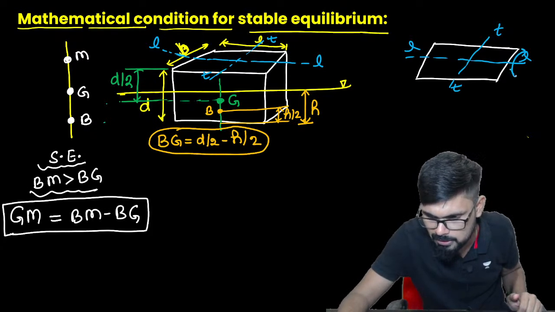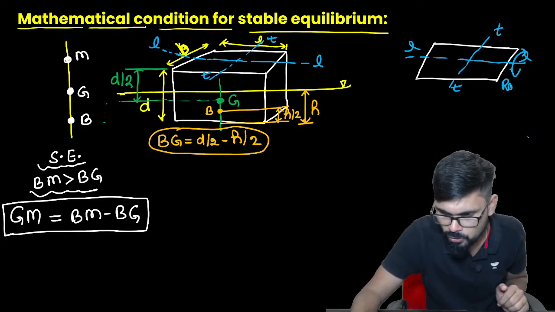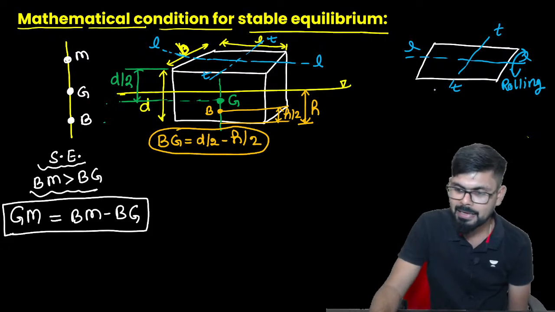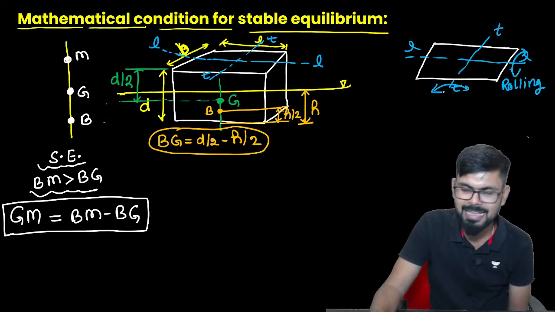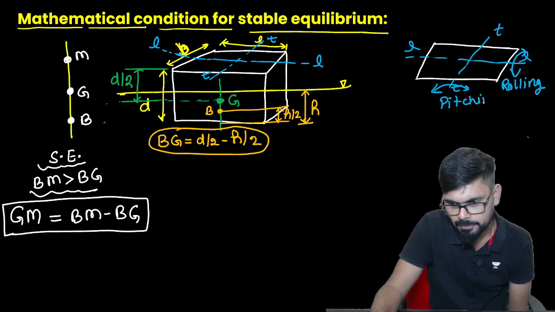that is called rolling, right? It is called as what? Rolling. Clear? And if it is moving around the transverse axis, that is called pitching. That is called as what?